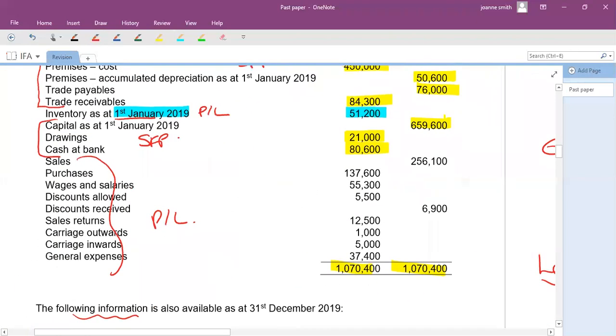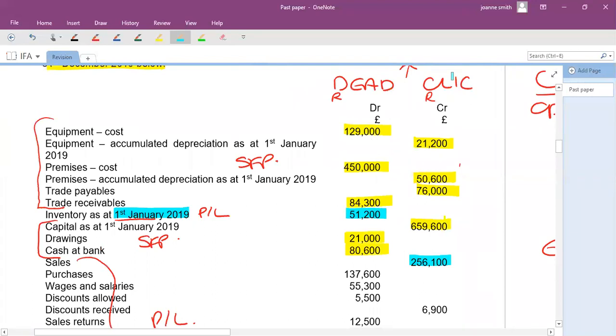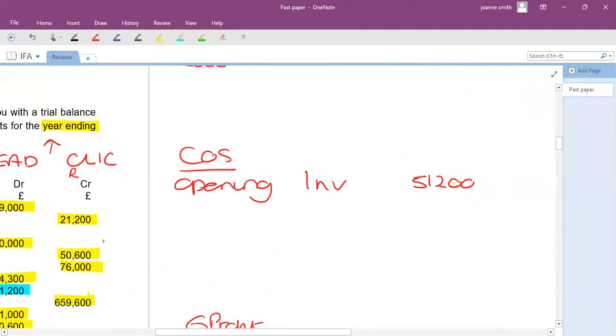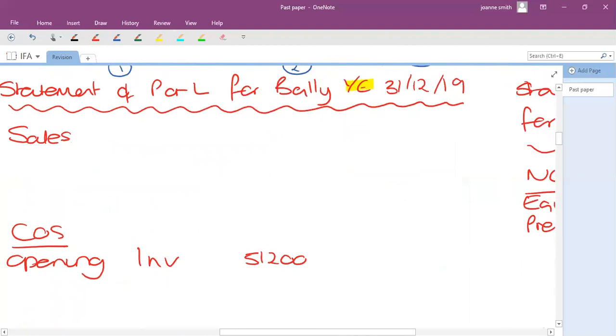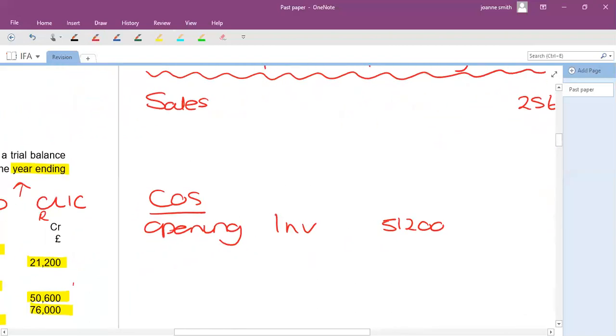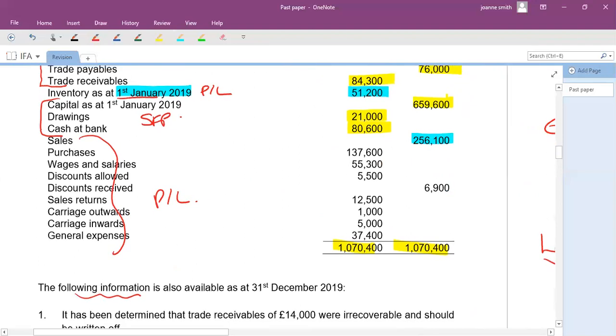And then we've got quite a number of profit and loss items to put in. So your sales is on the credit side. That is an example of income when we look at the click rule, and in fact, is the only income that you're most likely to see. So 256,100. And then the rest of the things that we're coming up with are going to be a list of expenses. So we've got expenses for purchases, wages, discounts, sales returns, carriage, and general expenses. So let's fit those in then.